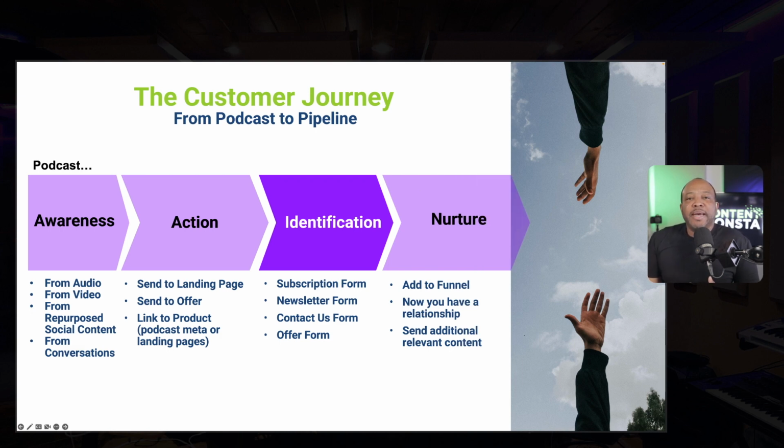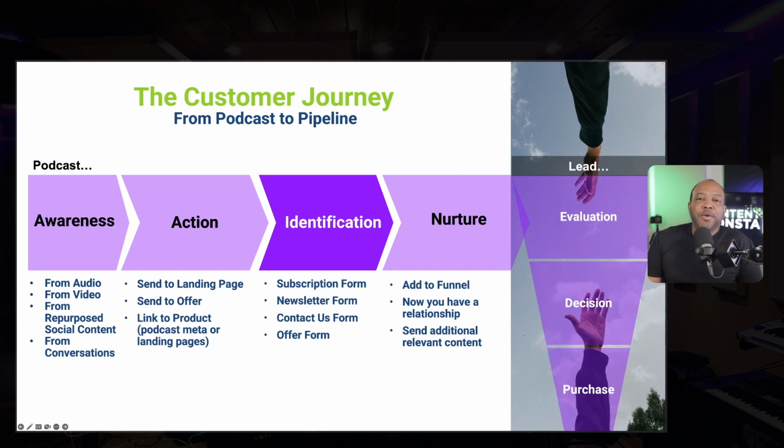You want to continue that relationship with them and send them additional relevant content based on what episode they listened to, perhaps where they filled a form out, what form they filled out. And now once you have them in your funnel and you're nurturing them, now you can definitely talk to your sales team, because now you can work on evaluating what their needs are, helping them make a decision, and then driving them to a purchase. That is your goal, to take that lead across the marketing funnel and down the sales funnel into a purchase.